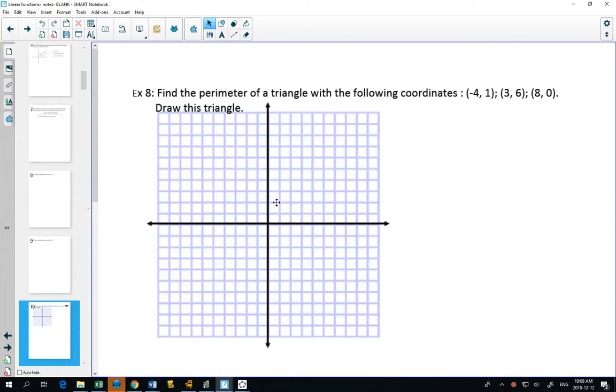Find the perimeter of the triangle. So we're going to label these points: -4, 1. Remember, when labeling points, our x-coordinate goes first, our y-coordinate goes second. We have the point 3, 6, and the point 8, 0.